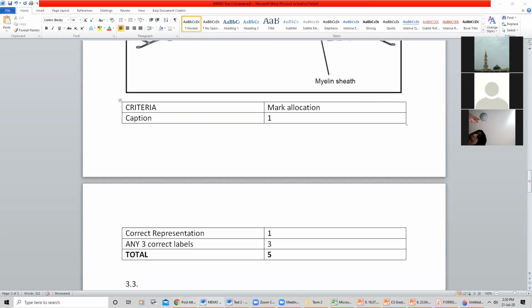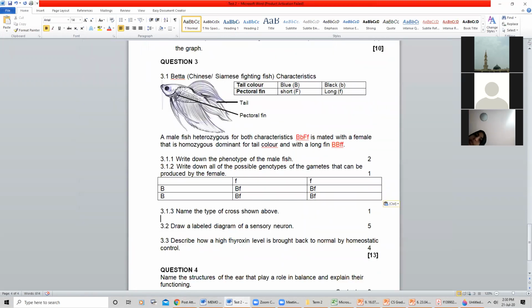Okay, question 3.3. Describe how a high level of thyroxin is brought back to normal by homeostatic control. And we've learned in homeostasis, some of the important things are to know your control center and know your target organ. What's the control center for thyroxin level? Who can tell us? Right, for all of those various levels that we speak about, you need to know the control center. Very good. Yeah, it's the pituitary gland.